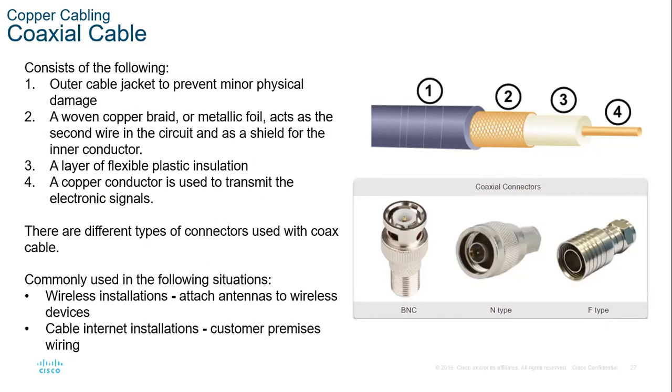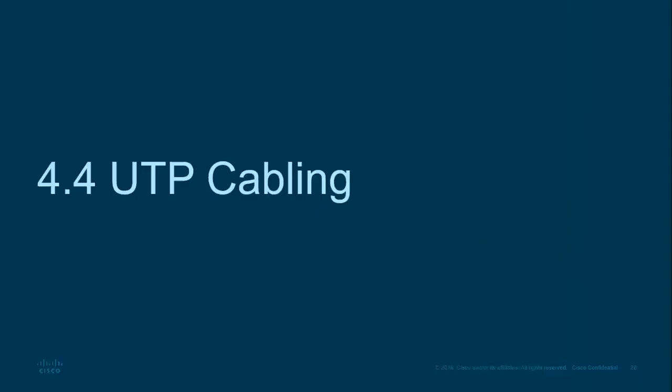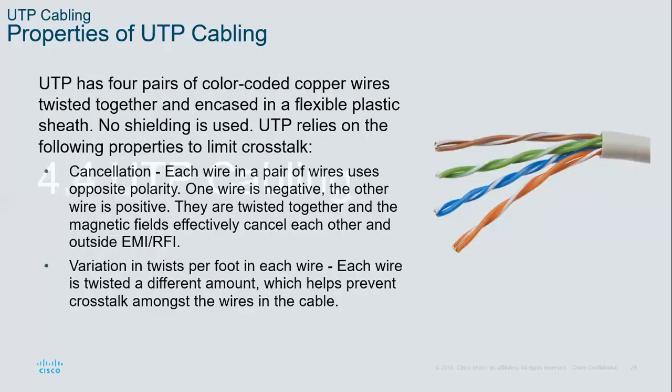So this is the figure of coaxial cable, and coaxial cable is of 3 types: BNC, N type, F type. UTP cabling. Properties of UTP cabling: unshielded twisted pair has 4 pairs of color-coded copper wires twisted together and encased in a flexible plastic sheath. No shielding is used.